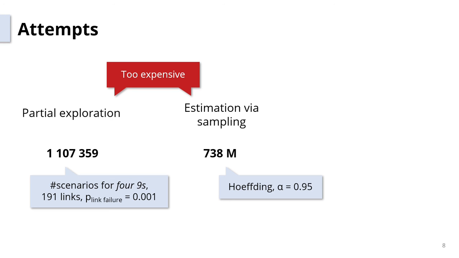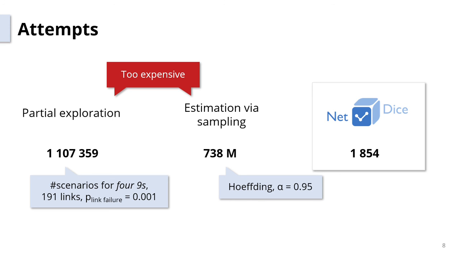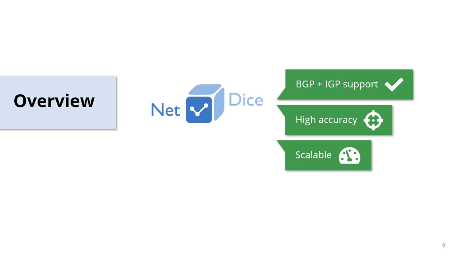In this talk, I will introduce NetDice, which is a probabilistic network configuration analyzer that reduces the states, in this example here, to a number of 1854, which is almost a 600 times reduction compared to partial exploration. NetDice is a probabilistic network configuration analyzer with support for BGP and IGP, high accuracy sufficient to verify 4 nines SLAs, and scalable to large networks.